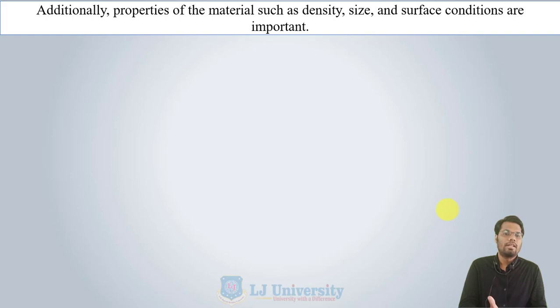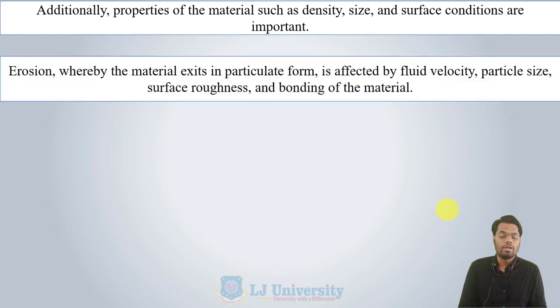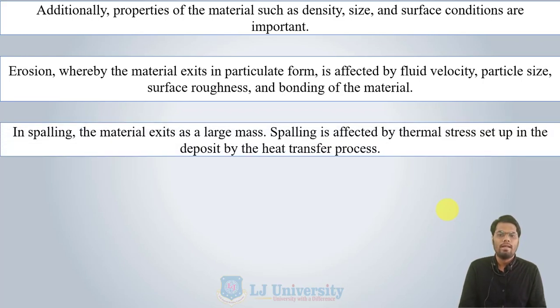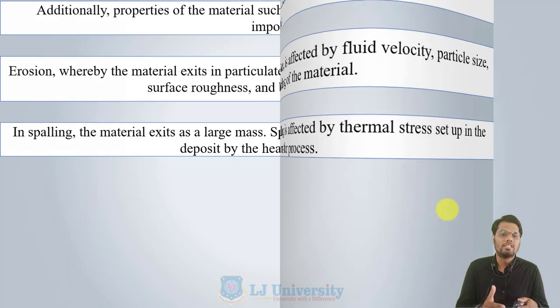Additionally, properties of the material such as density, size and the surface conditions are most important. Erosion, whereby material exits in a particulate form, is affected by fluid velocity, particle size, surface roughness and bonding of the material. In spalling, the material exits as a large mass. Spalling is affected by thermal stress set up in the deposit by the heat transfer process.